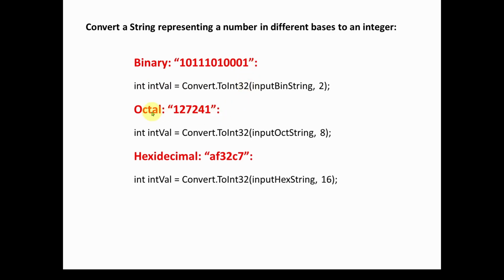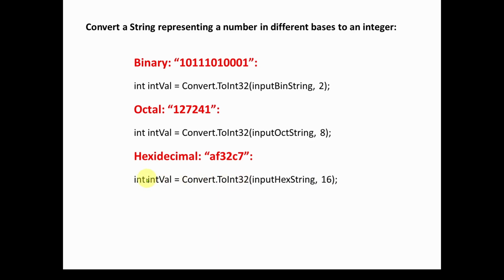Same thing with an octal. If I feed it a string representing an octal number, I feed it the string, but I have to say comma 8, which means it's a base 8 or octal number, and it will convert that to an Int32 value. Same thing with hexadecimal. I feed it a string of hex values, AF32C7. I feed it the string comma 16, which tells it this is a base 16 number that this string represents.